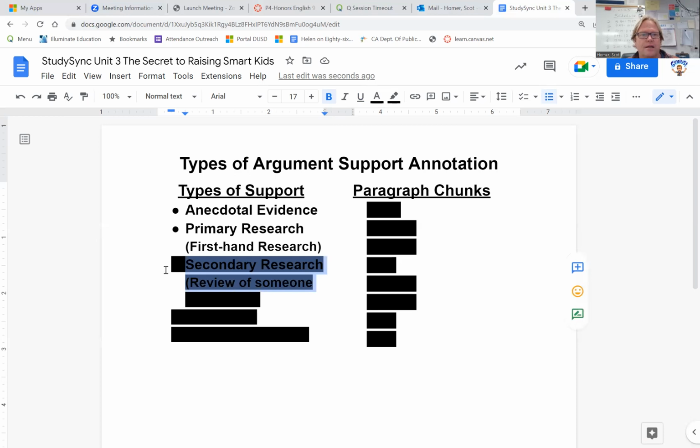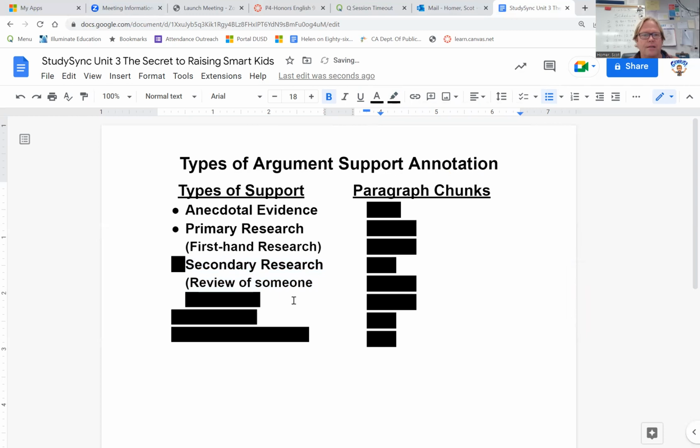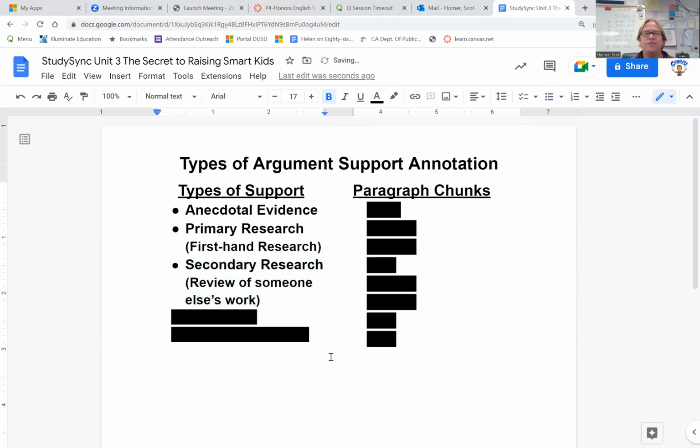Now, the next one is similar to that, but that would be called secondary research. Secondary research is when she is reviewing the work of somebody else. So she is not an author or a member of the study, but she's telling us about the work of other researchers. That's called secondary research. So she's doing research on what they've done. That's the distinction. Primary research is she was involved in it. Secondary research is she's reviewing the work of somebody else.